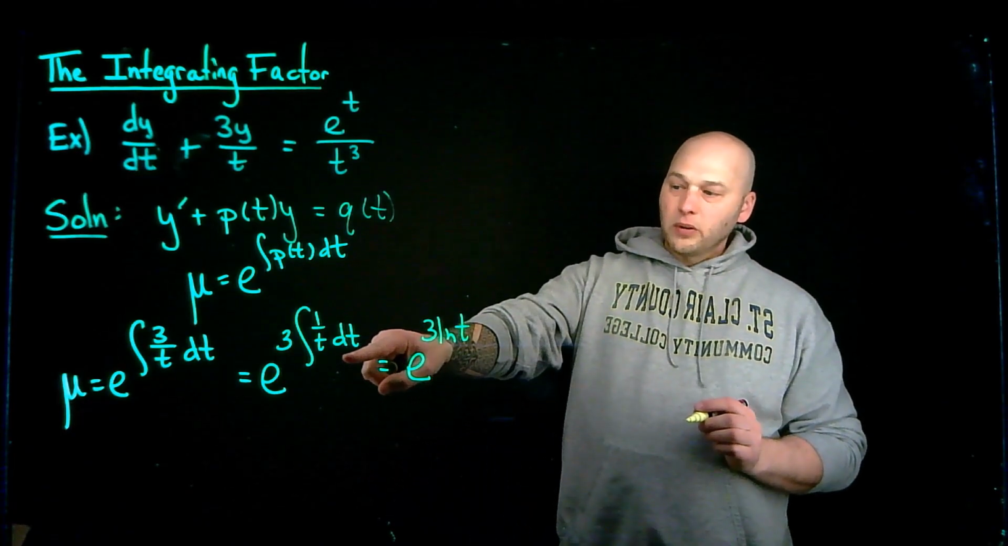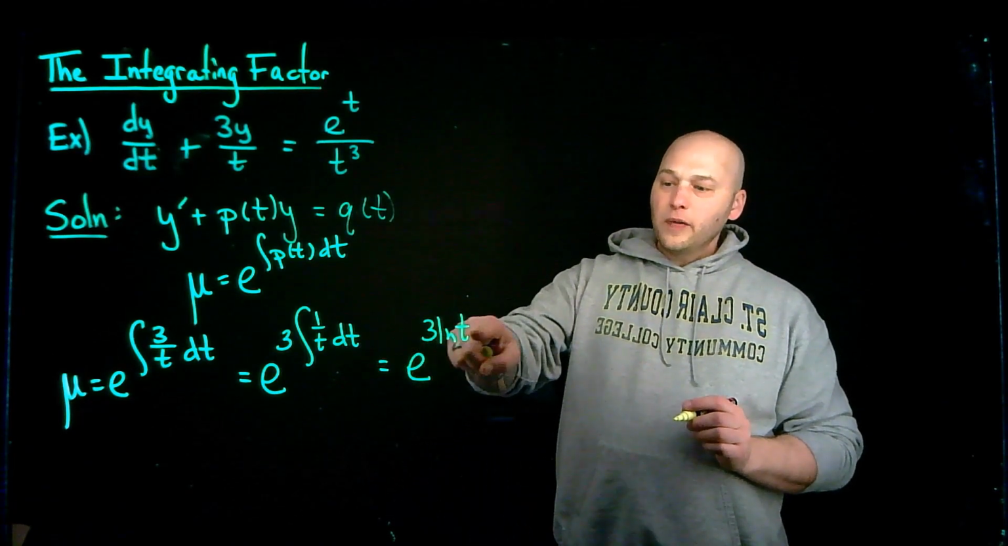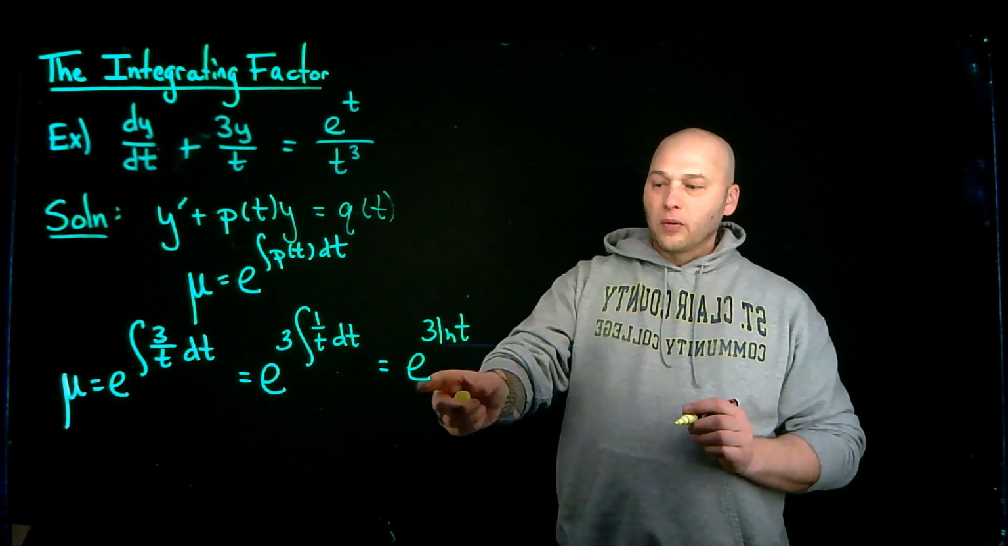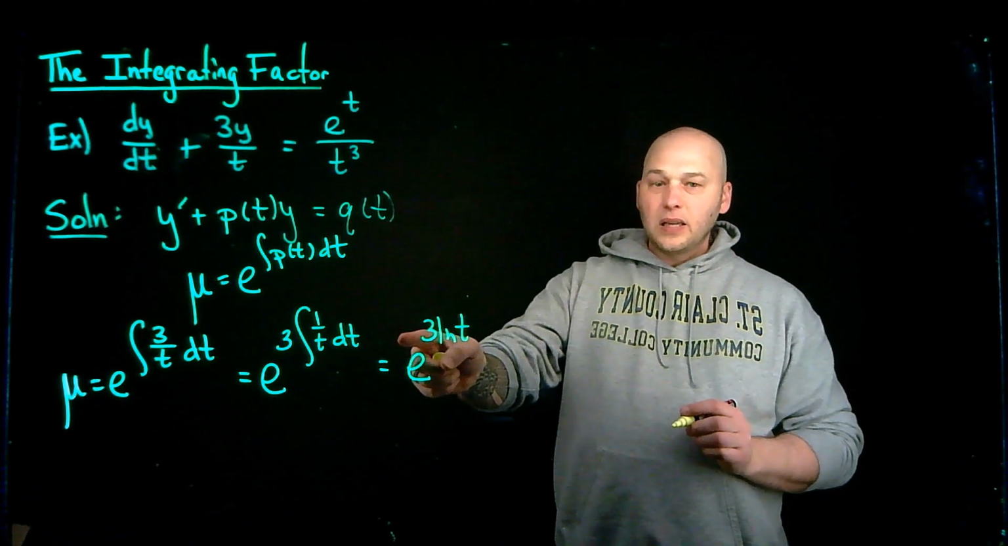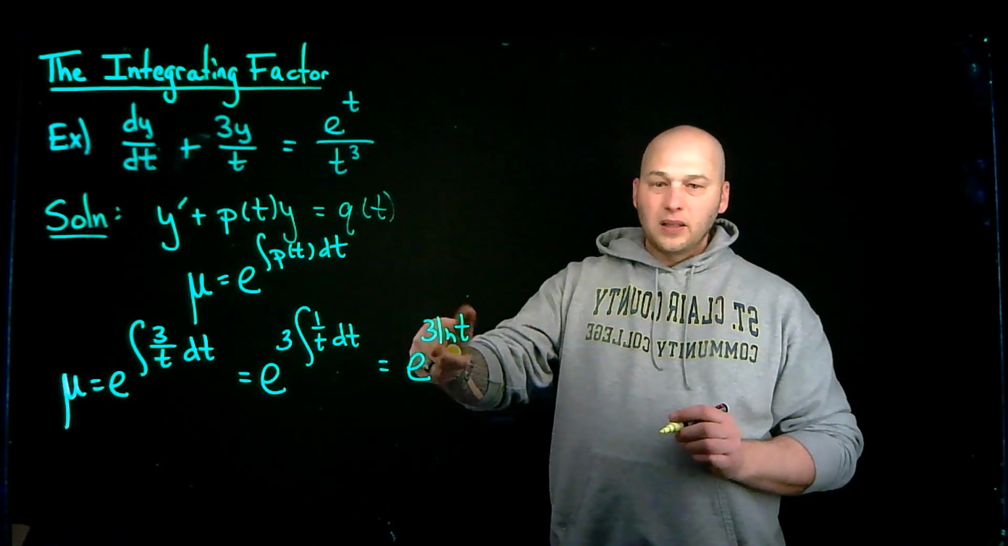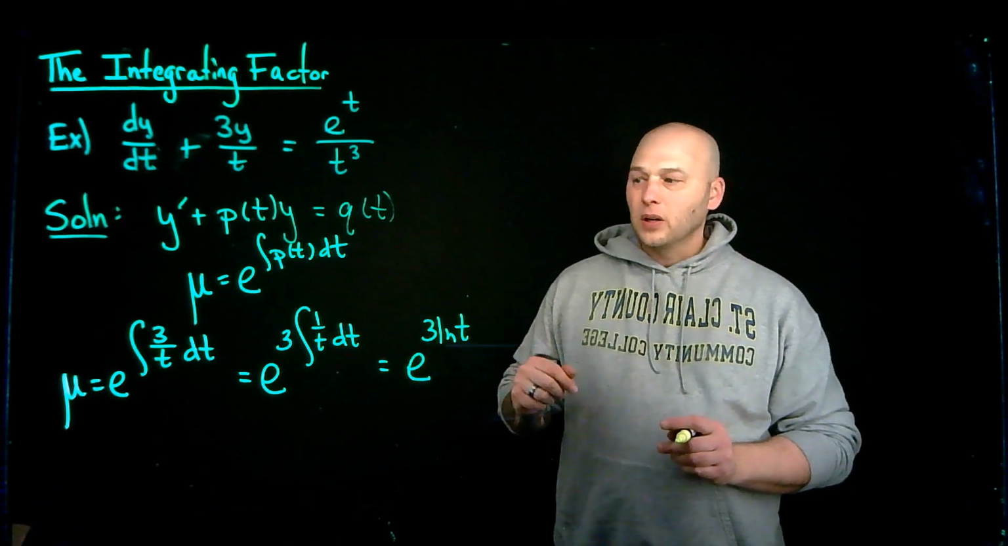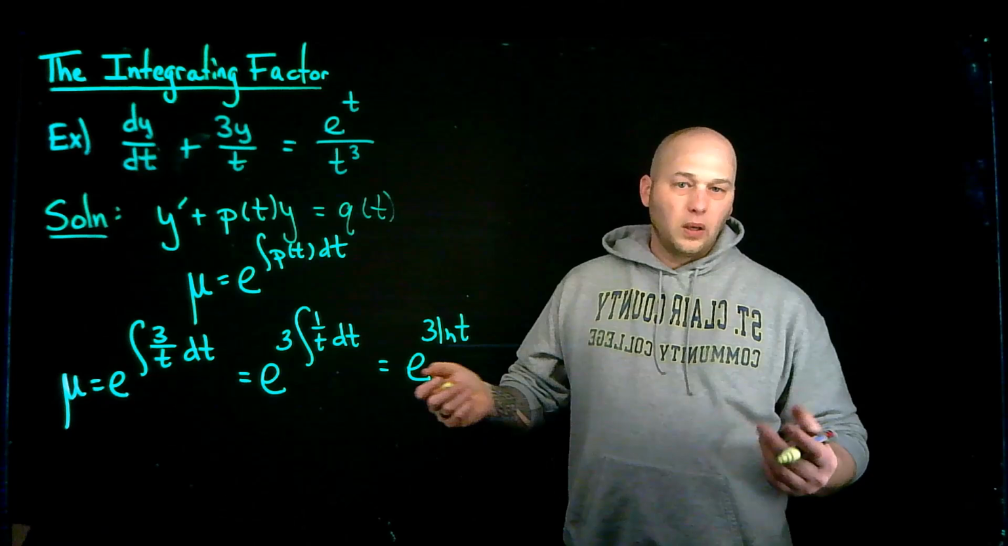Yes, there is an arbitrary constant of integration, but notice if I put a plus c here, then I could rewrite this as e to the c times e to the 3 log t, and the e to the c is just an arbitrary constant factor, so we're just going to ignore that for the moment.